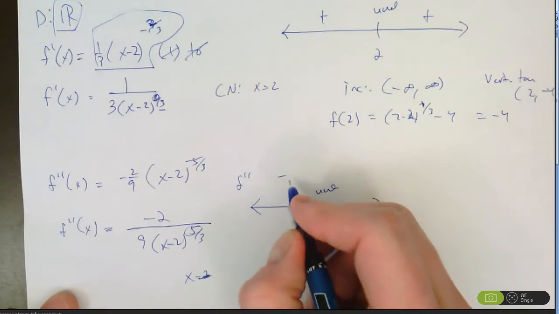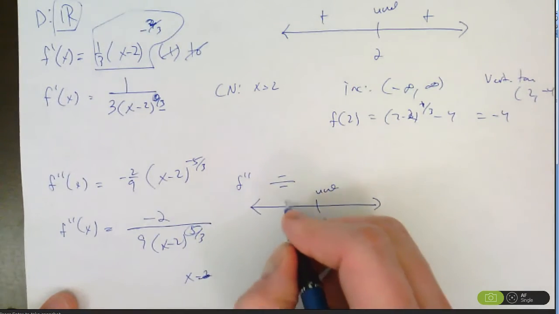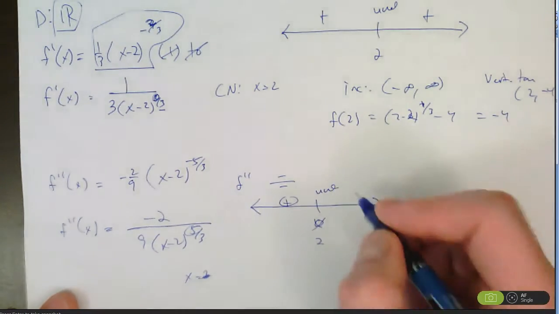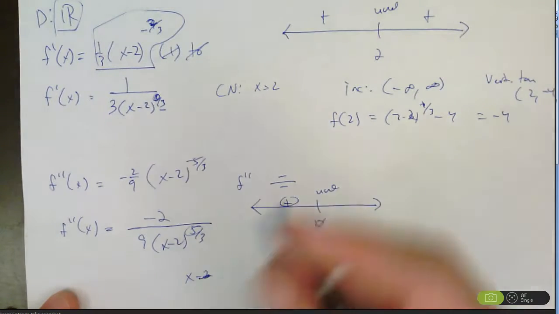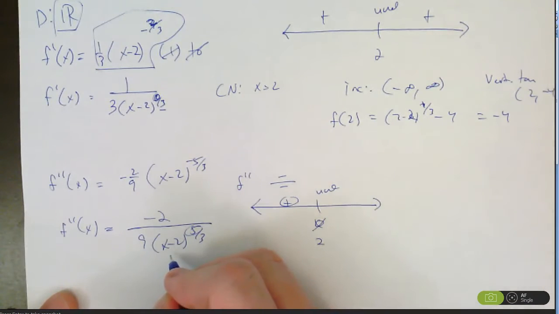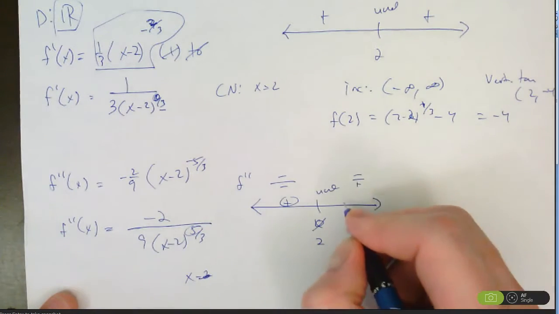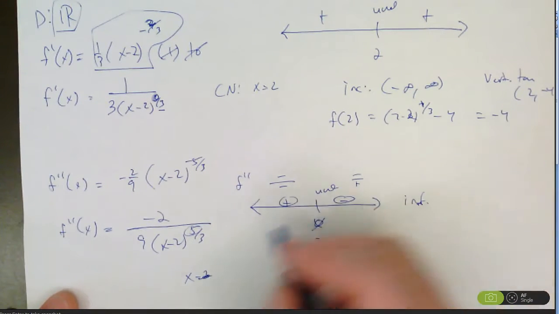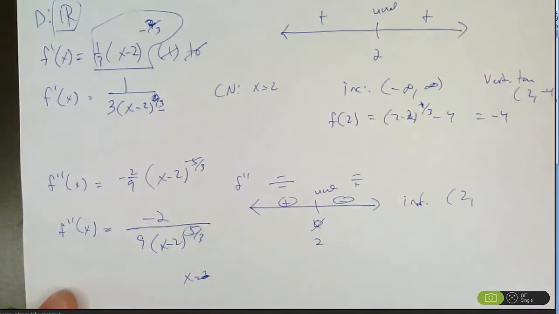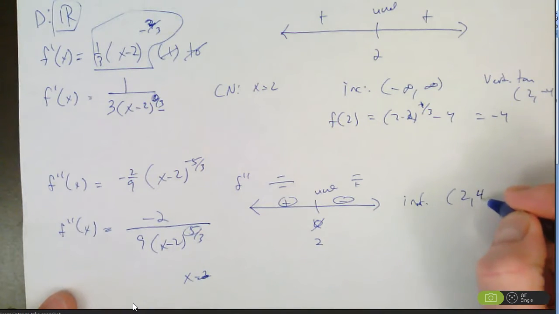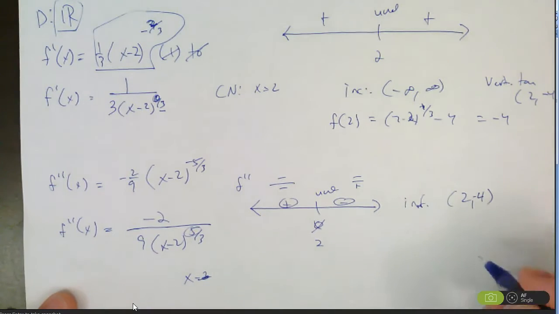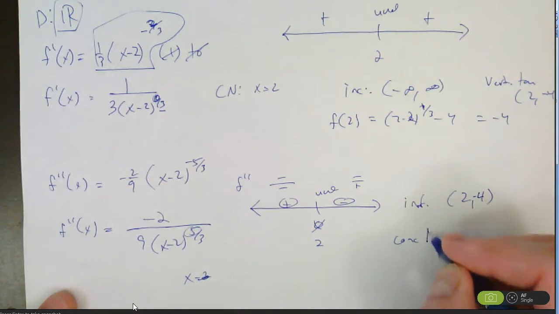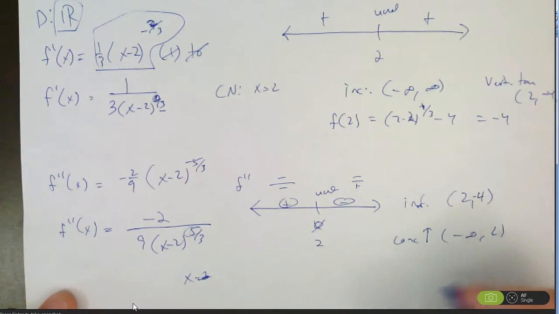So what ends up happening is I get the negative 2 on top, and then the negative in the denominator. That's actually positive. And then whenever it's bigger than 2, I get a positive in the denominator. So I get negative over a positive. That stays negative. So I did have an inflection point actually at 2, which we already know what the y value was. It was 2, or sorry, 2, negative 4. And then concave up from negative infinity to 2, concave down from 2 to infinity.